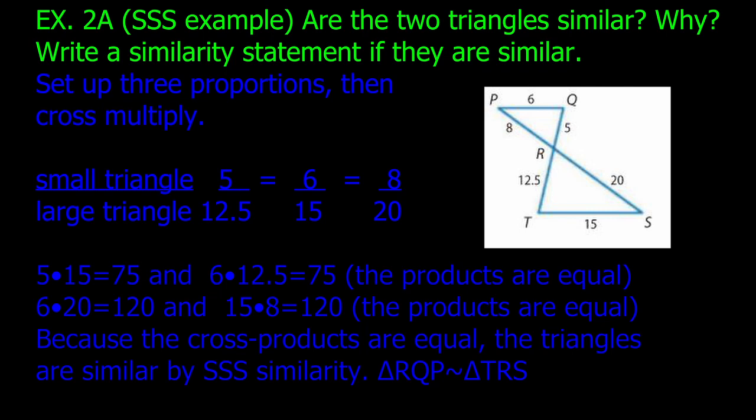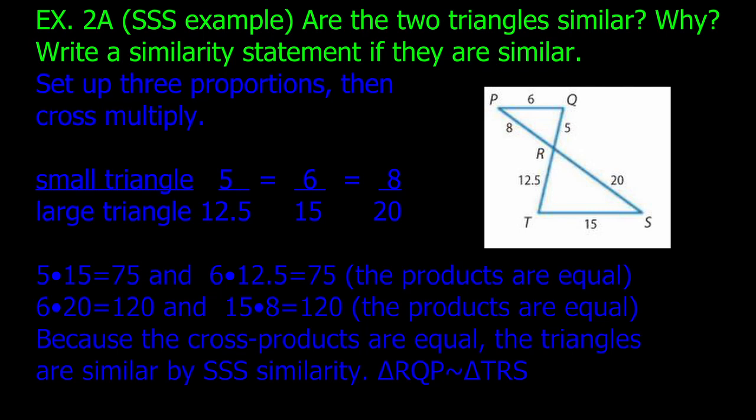Then you cross multiply and see if the products are equal. So you do the first two and see if those two are equal. Then you do the last two and see if those two are equal. You don't have to do the first and the last. So if we do the first two, you get top left times bottom right. 5 times 15 is 75. Bottom left times top right. 12.5 times 6 is 75. Those are both 75, so it works out.